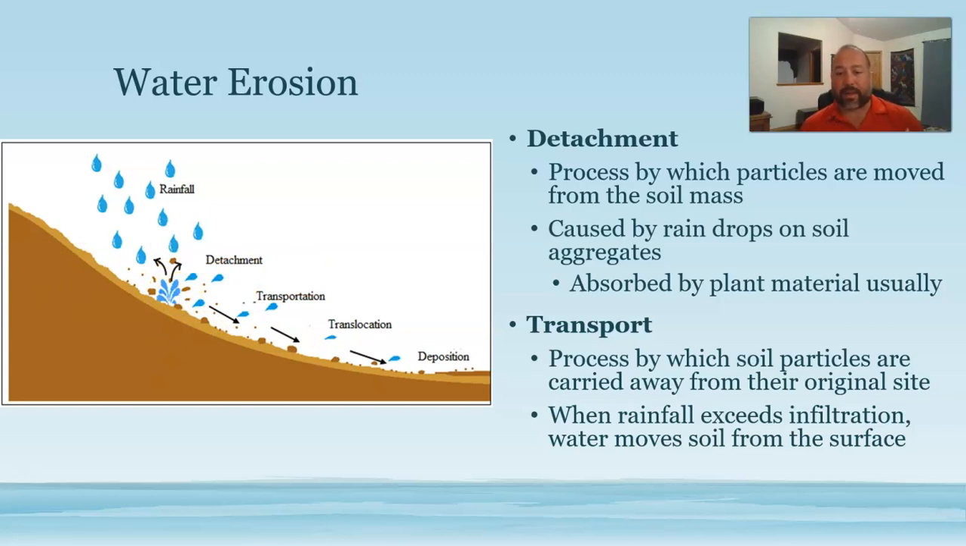The process by which soil particles are carried away from their original site is the process of transport. Transport really happens when infiltration is exceeded by rainfall. If you've got too much rain coming into the system so that the system fills up and can't infiltrate at a good rate anymore, then you're going to end up with surface runoff. And the surface runoff is what's going to cause erosion and move the soil from one place to another.